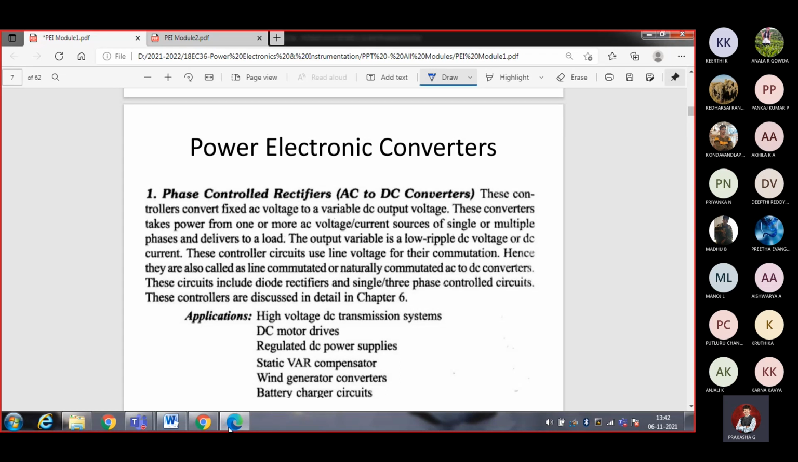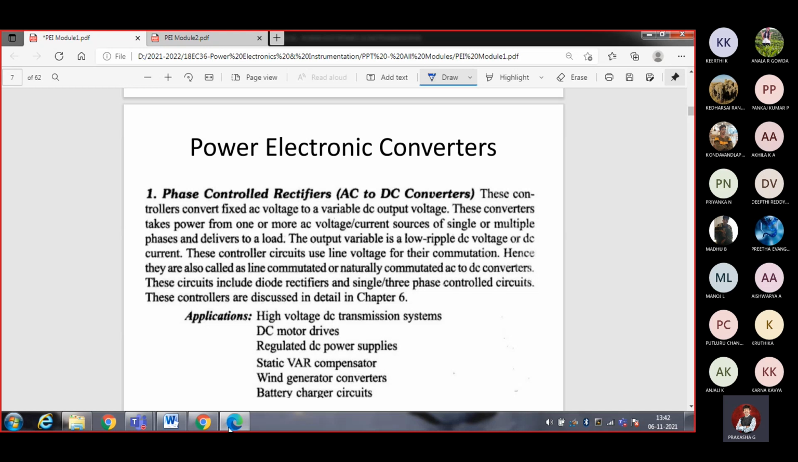Applications. What are the different applications? Because the question itself is asking what the different applications of that one are. High voltage DC transmission systems, DC motor drives, regulated DC power supplies, static variable compensators, wind generator converters, battery charger circuits. These are some of the examples for the second question.